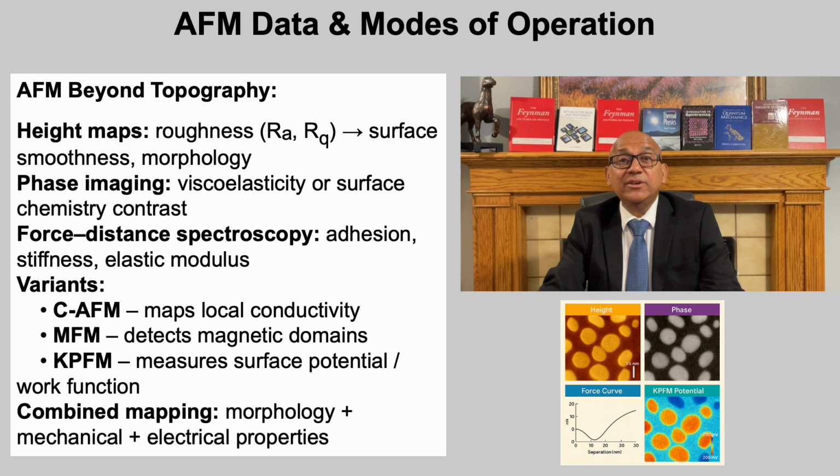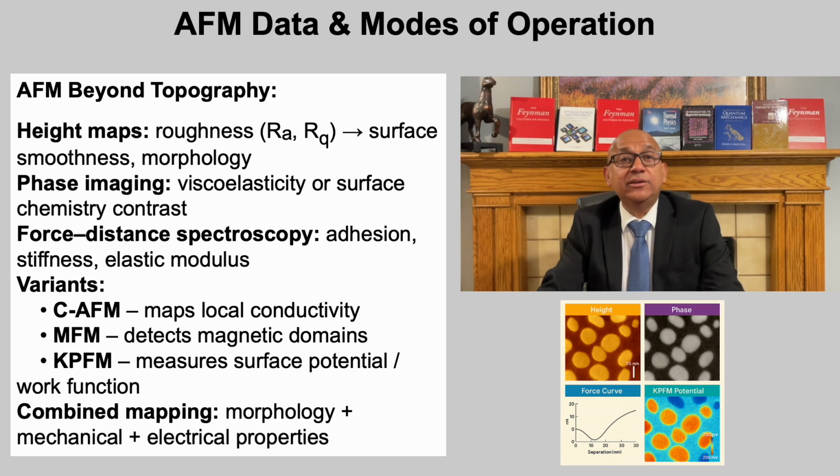Conductive AFM, CAFM, measures current flow through nanostructures, providing spatially resolved conductivity maps. Magnetic force microscopy, MFM, uses magnetic tips to image domain structures and magnetic interactions. Kelvin probe force microscopy measures surface potential and work function variations with millivolt sensitivity, valuable for semiconductor and photovoltaic materials.